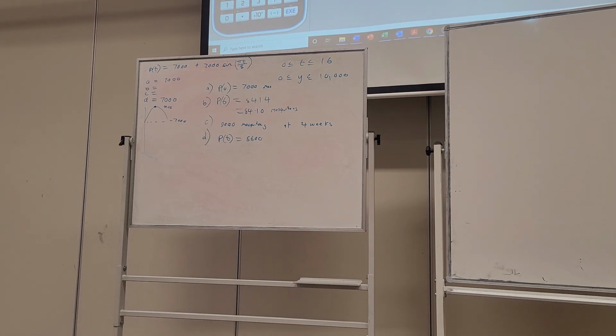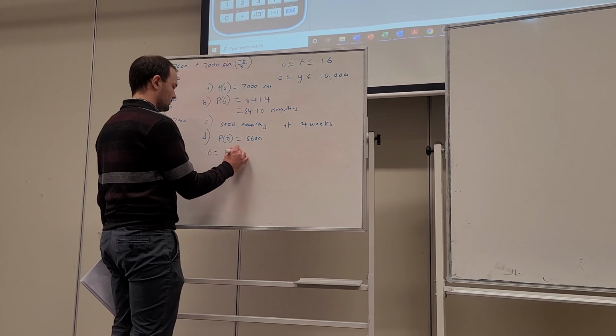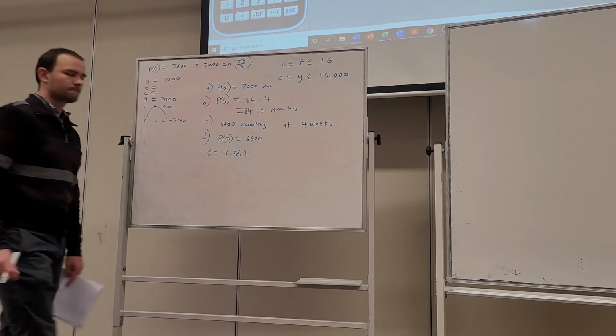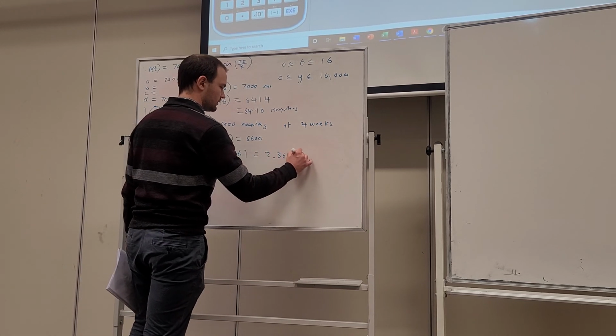And so now we need to do an x-calc. So we've G-solve across, we want to know the time when the population is 8,600. Okay, and we've got 2.361, which is 2.36, those are three significant figures.